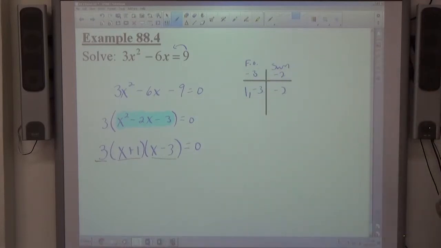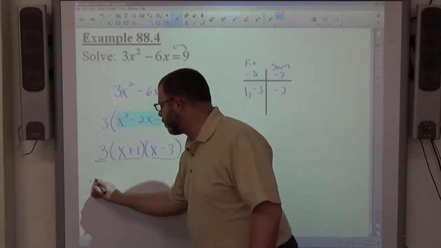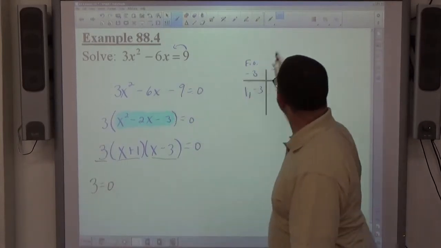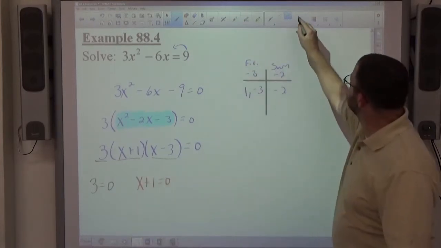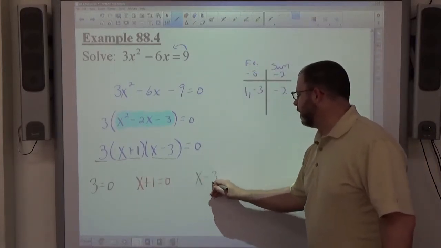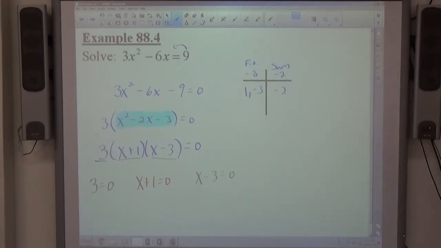Alright, and what the zero product property says, if I have things being multiplied together, is that one of the things has to equal 0, right? It doesn't say all 3 have to equal 0, just one of them has to equal 0. So if I set each thing equal to 0 individually, so 3 equals 0. X plus 1 equals 0. X minus 3 equals 0. That's what the zero product property specifically states. When you have that structure, product equals 0, each factor individually equals 0.